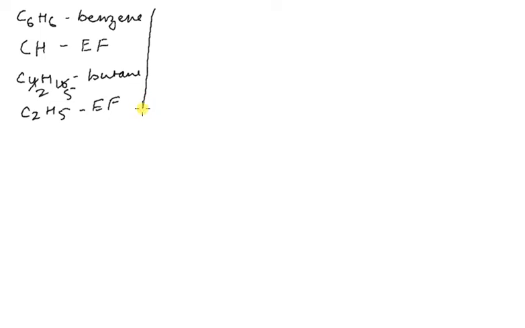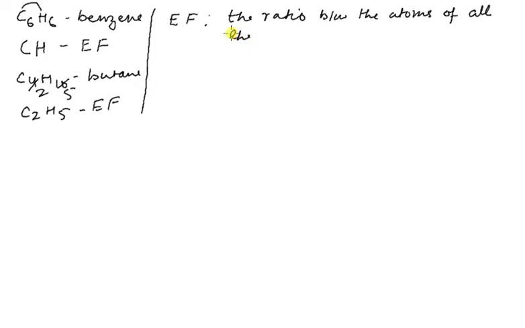So from it we can say the definition of empirical formula: the ratio between the atoms of all the different elements. So what are the elements over here? Carbon, hydrogen, in this case also carbon, hydrogen.